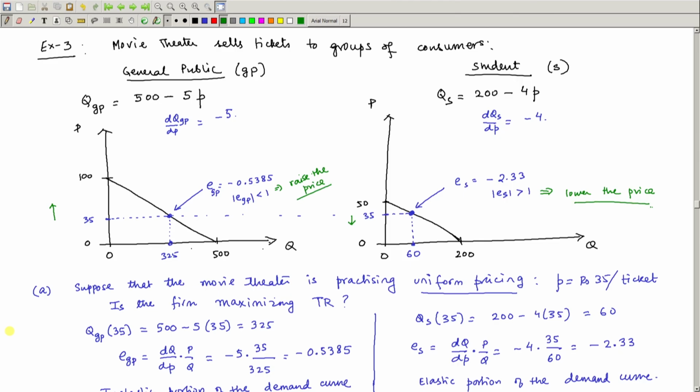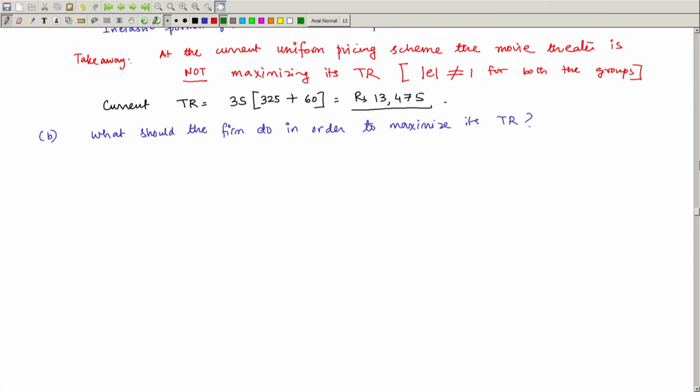right. So, now notice the key takeaway here is we had a uniform pricing scheme, but the firm ought to move away from the uniform pricing scheme. In fact, it should charge different prices to different groups. We will say a few more things about it, but let us just put that. So, the firm should charge different prices to the two groups.